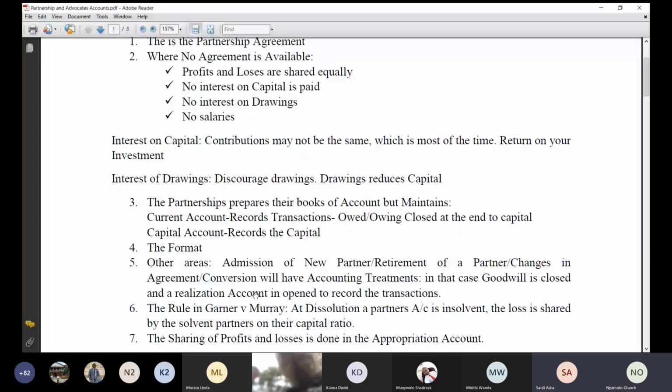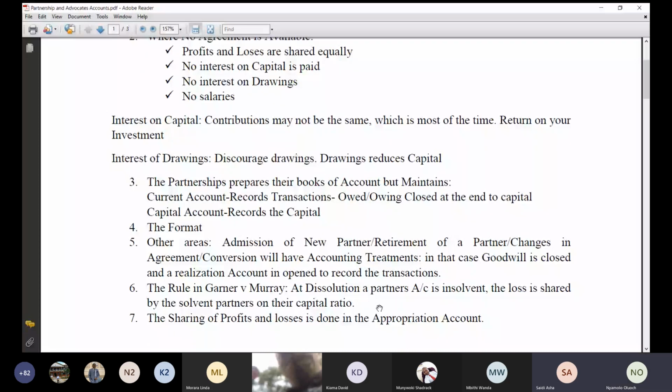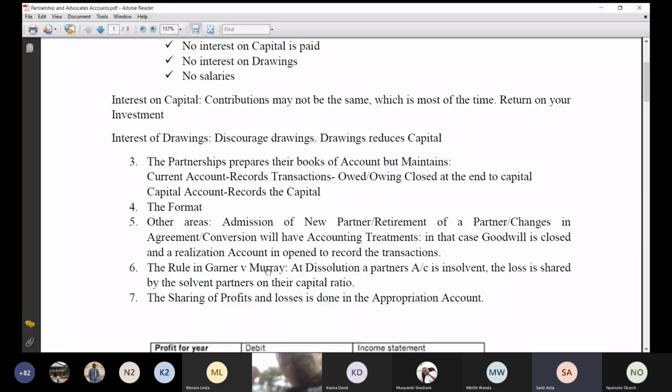We've said interest on drawings is just to discourage you. A number of other activities also happen on partnership accounts. I think what we are expected to do is just the basic partnership accounts. In partnerships, you'll find new partners being admitted, old partners retiring, changes in the partnership agreements being made.